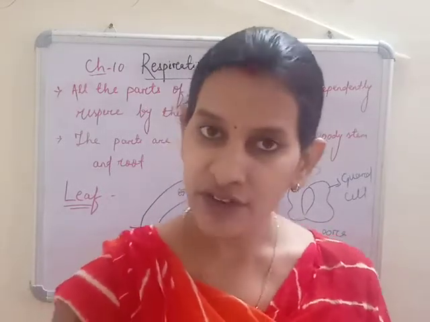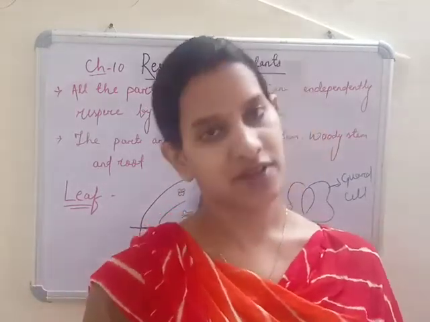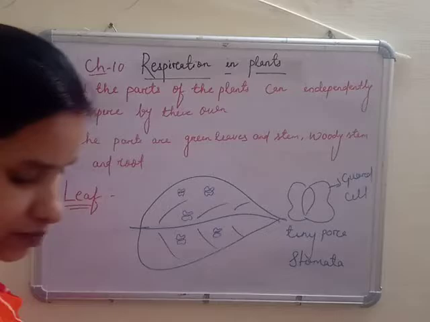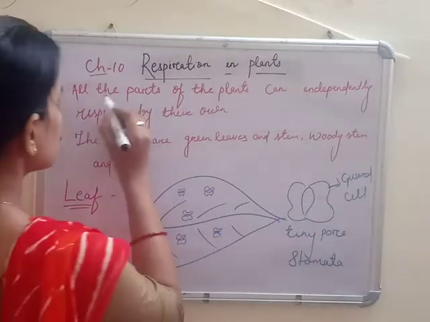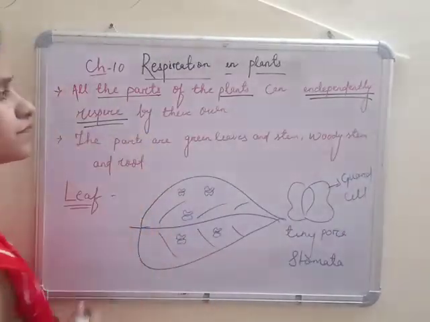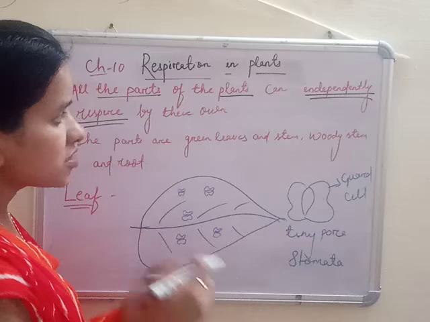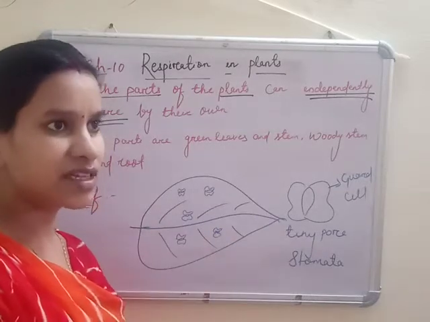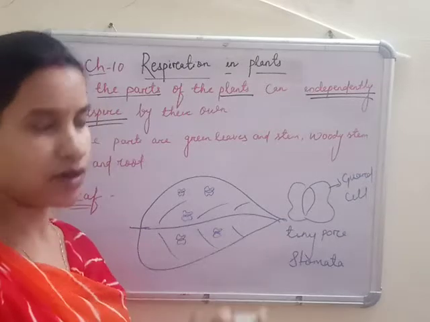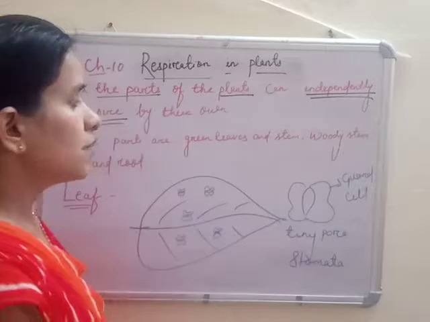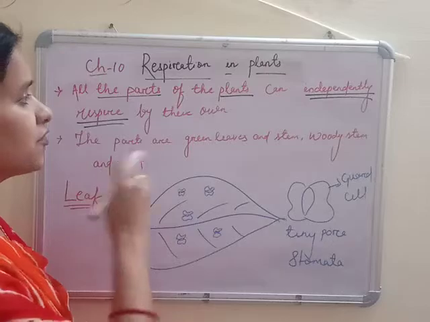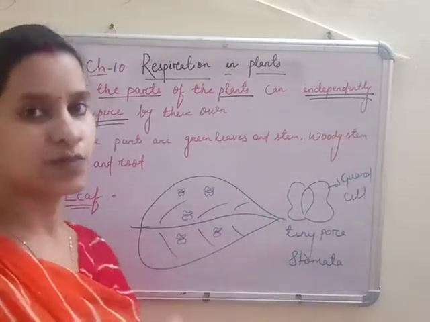As plants are different living organisms than us, they respire differently. So let's discuss. The first point is that all the parts of a plant respire independently. In an organism there is usually a particular organ where respiration or exchange of gases takes place, but in different organisms different organs are there. So in the plant, the different parts of the plant are independently respiring.